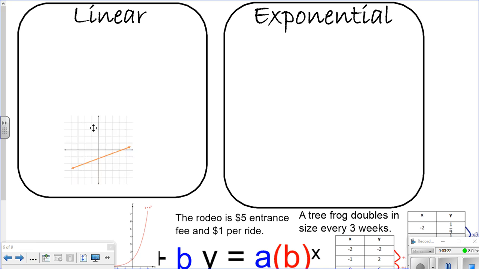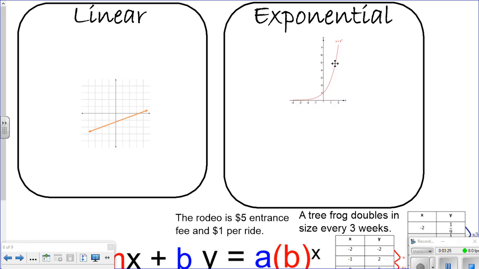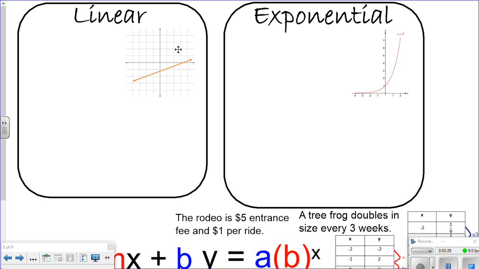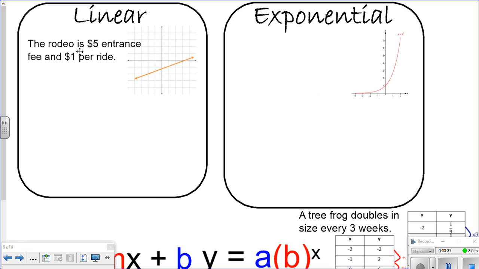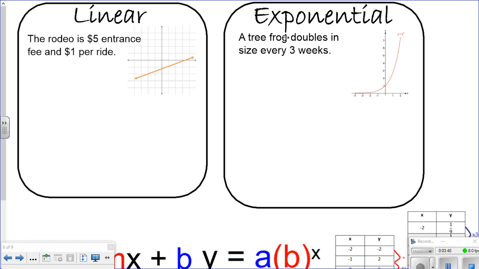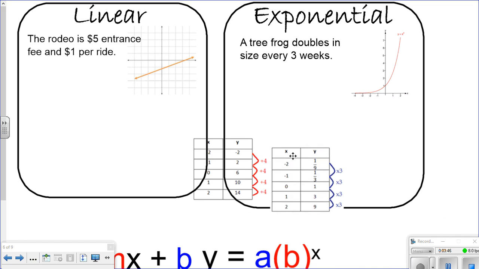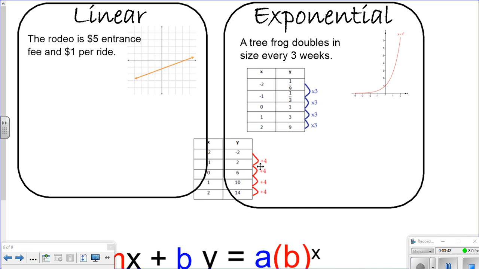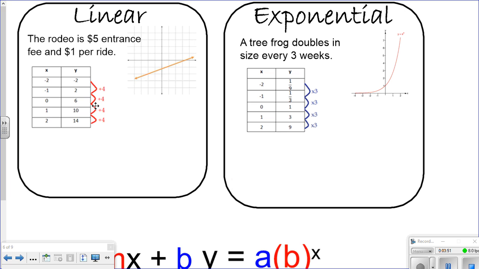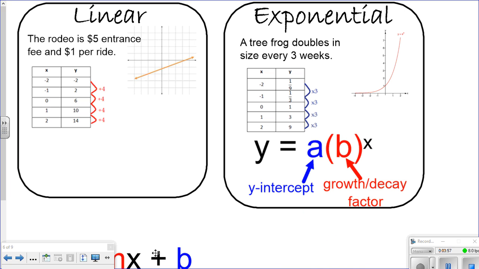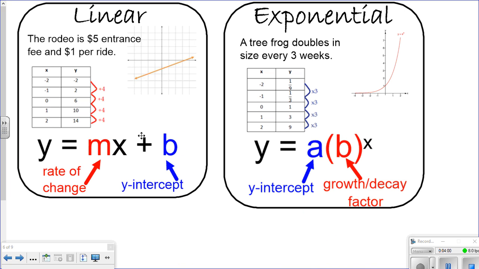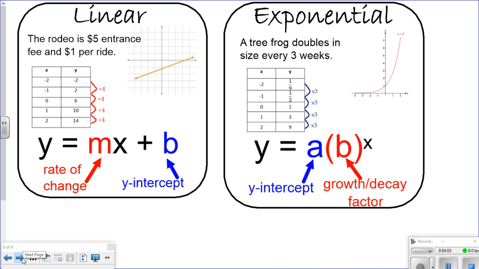So if we compare them, if we look at the 2 graphs, again, the curve is exponential and the straight line is linear. If we look at the words, the rodeo has a $5 entrance fee and $1 per ride, so that's going to be linear, where this one, the tree frog, doubles every 3 weeks, so that's going to be exponential. Looking at our 2 tables, this one is exponential because it's times 3, and this one is linear because it's plus 4. So looking at the equations, a times b to the x is exponential, and mx plus b is linear.